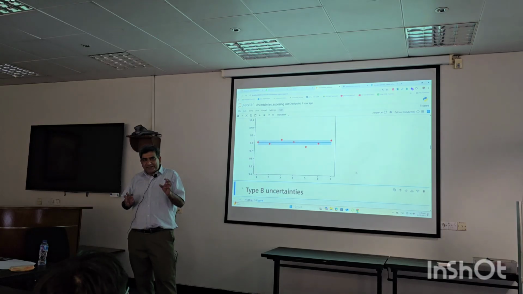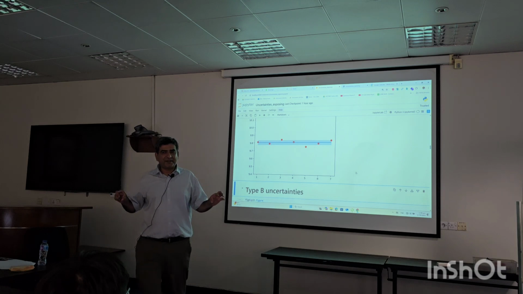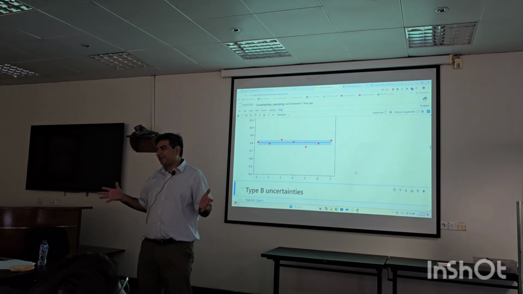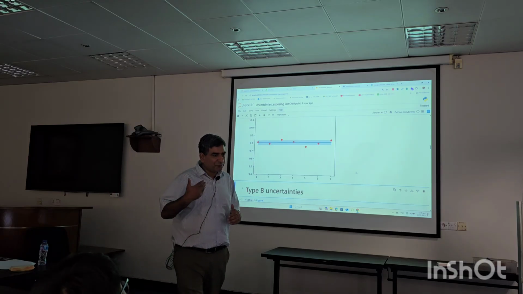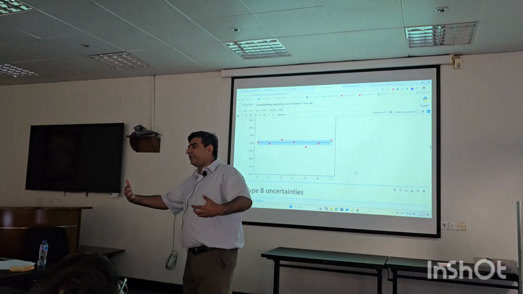So this variation, this random uncertainty, gives rise to these uncertainty bands. The final standard uncertainty that we quoted is because the values do not lie on a straight line, they have some fluctuation.